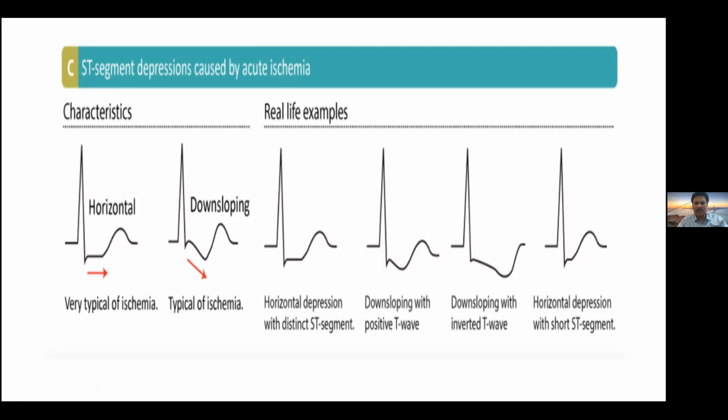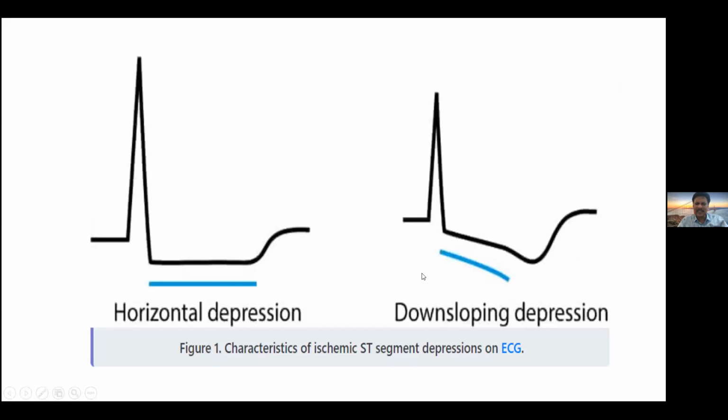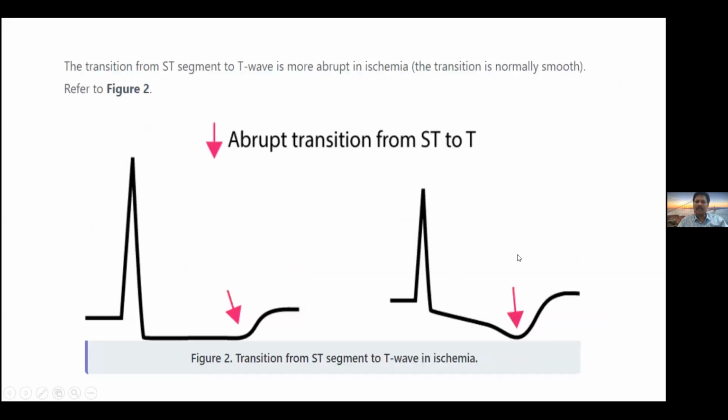The real life examples will be like this, where you have a horizontal ST depression, downsloping ST depression, inverted T wave, horizontal ST depression with short ST. So if you happen to see all these types of STT changes, most of the time you are dealing with ischemia. See here the classic example of ST depression and T going up, and this is a downsloping ST depression. What happens after the ST depression? In classic ischemia, after ST depression, there will be a sudden abrupt transition from ST to T. There will not be a smooth transition.